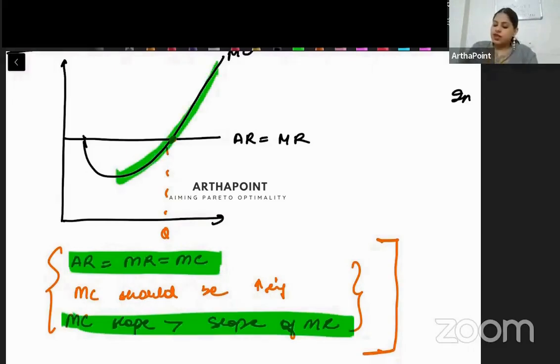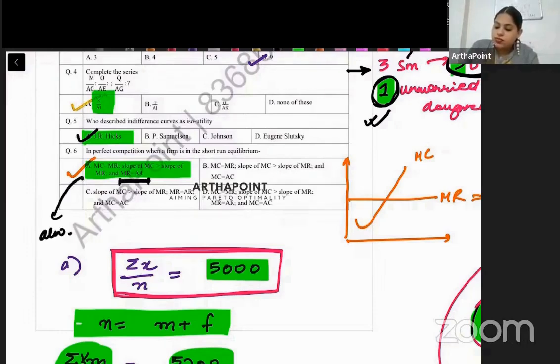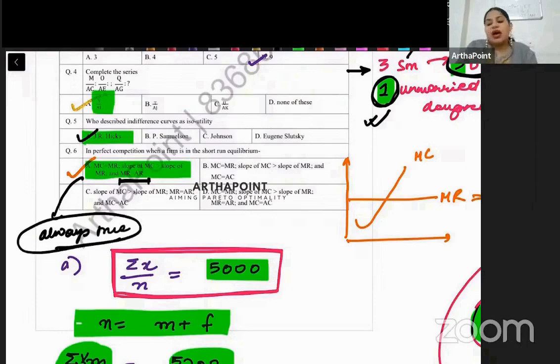So if I go here, I see that this condition is in part A. MC is equal to MR. Slope of MC is greater than slope of MR. MC is increasing. And MR and AR are also equal. This is always true, that MR and AR are equal. That's the minimum condition I require. This is for any equilibrium, anything in the perfectly competitive market.